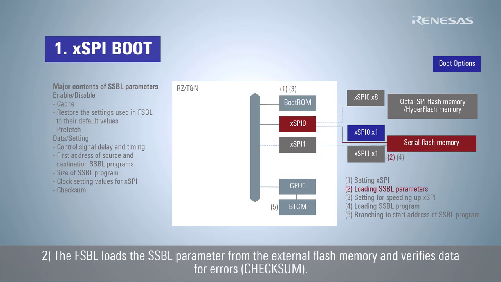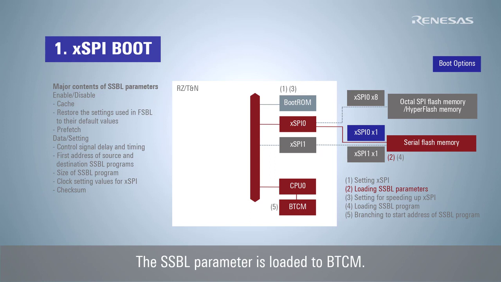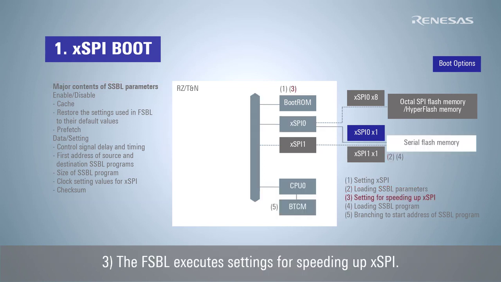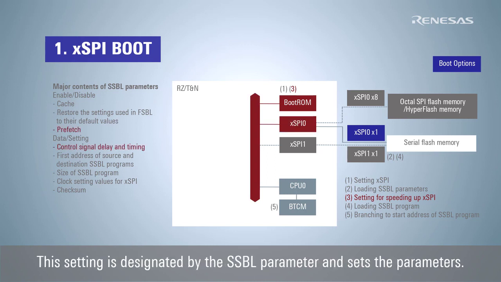2. The FSBL loads the SSBL parameter from the external flash memory and verifies data for errors, checksum. The SSBL parameter is loaded to BTCM. It contains information such as XSPI control signal wait settings, and transfer source and destination addresses. 3. The FSBL executes settings for speeding up XSPI. This setting is designated by the SSBL parameter and sets the parameters.